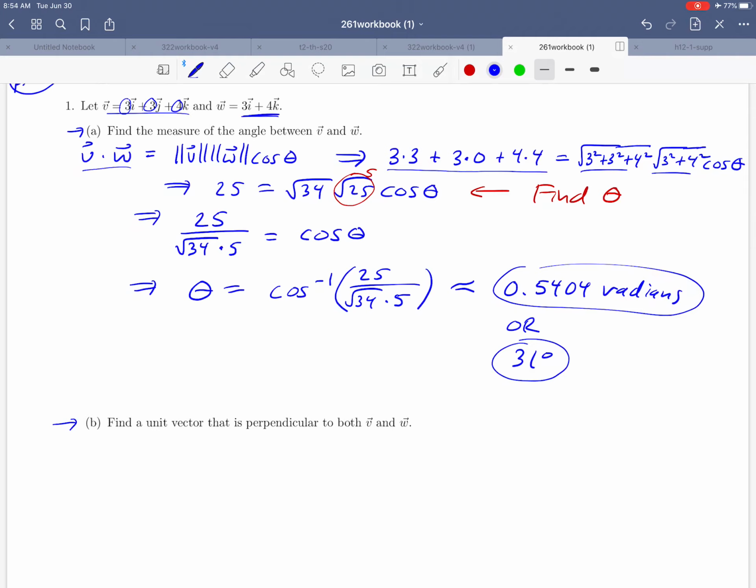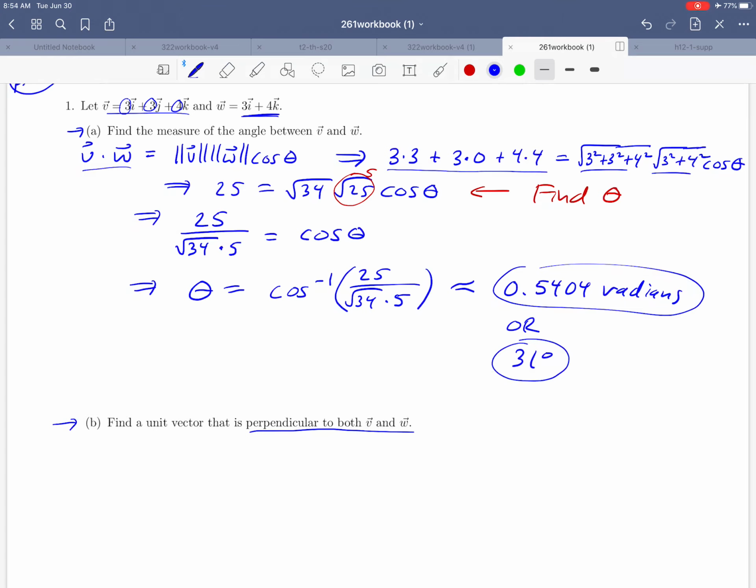Moving on then to part B here. We'd like to find a unit vector that's perpendicular to both v and w. An entirely new question here. So let's start with just the perpendicular to both v and w part. How do we do that? What is a way that we can find a third vector that's perpendicular to two given vectors?